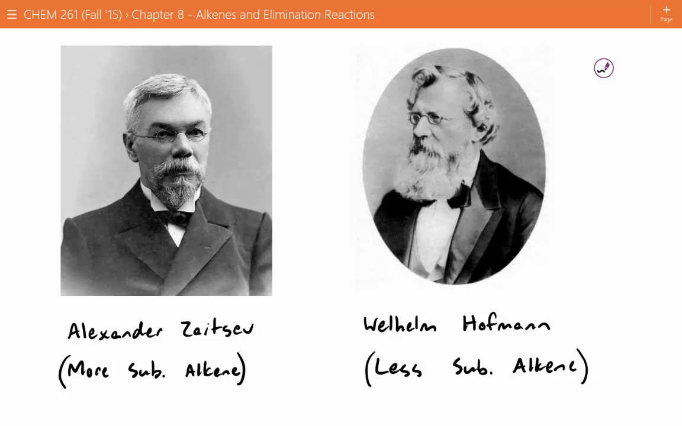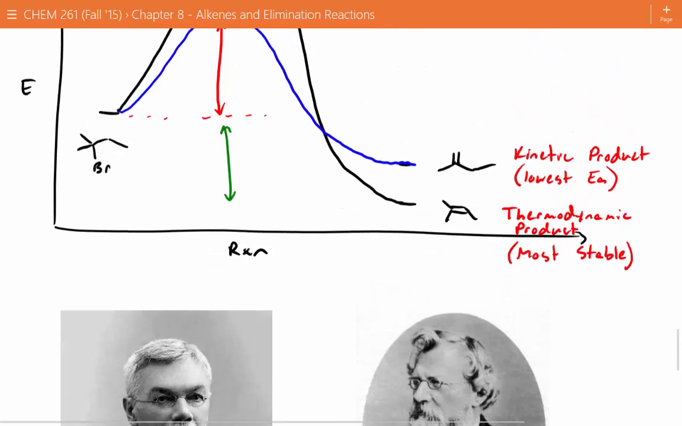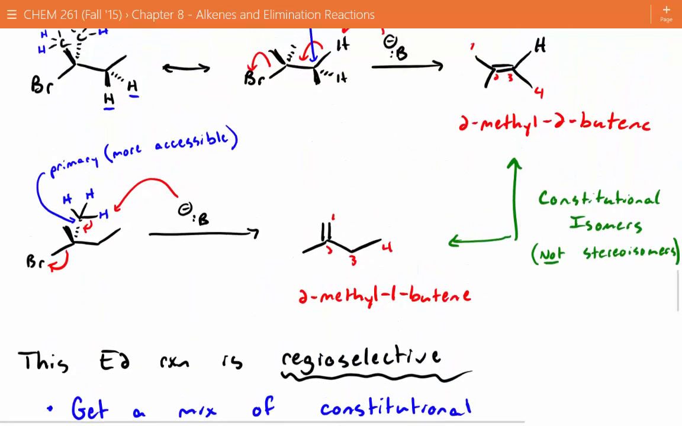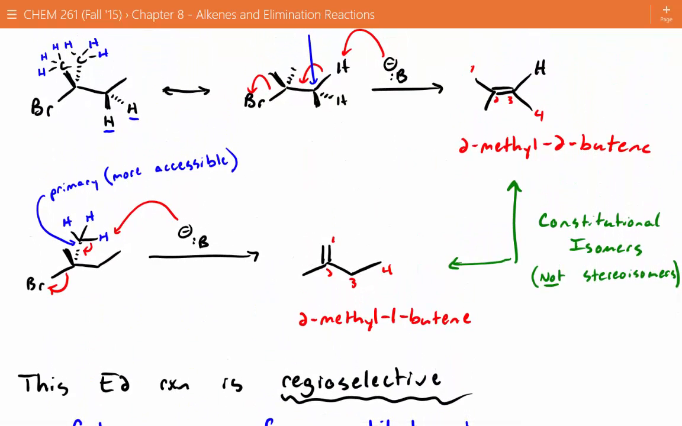So let's go back up to our products and let's try to name these. If we look at the top one, the 2-methyl-2-butene, would that be our Hofmann product or our Zaitsev product? Zaitsev. So we call this our Zaitsev product. And the 2-methyl-1-butene would be our Hofmann product because it's less substituted. So oftentimes chemists, instead of writing out the full name, will just say, oh, this E2 reaction will give you the Hofmann product, and they assume that the organic chemist looking at the paper knows what they're talking about.